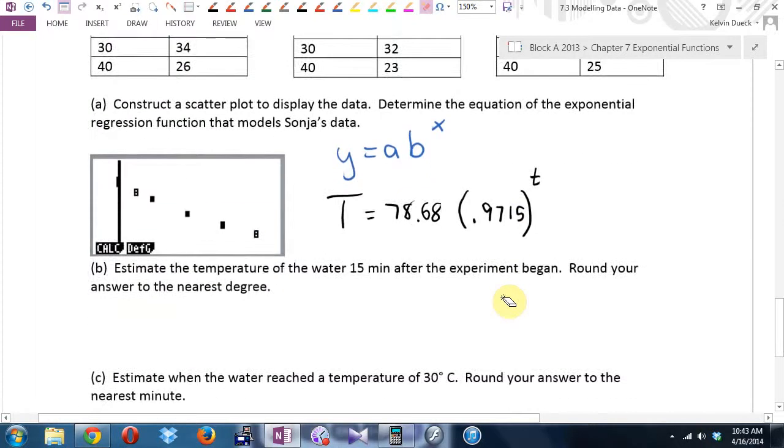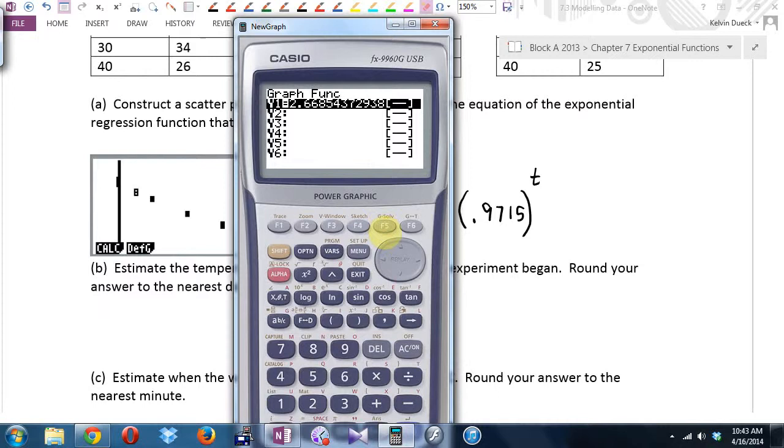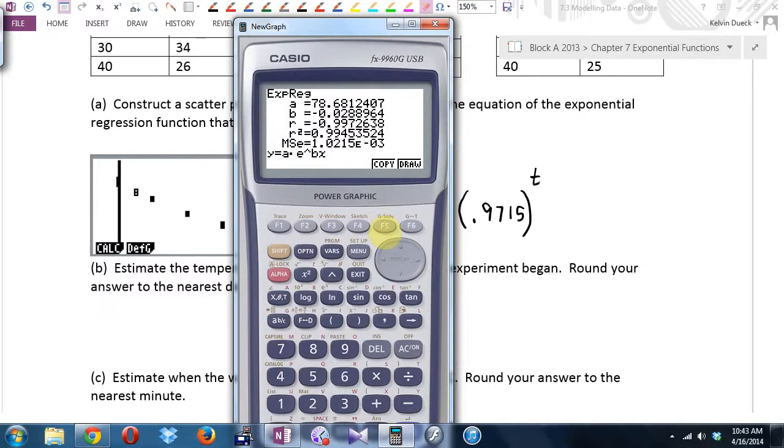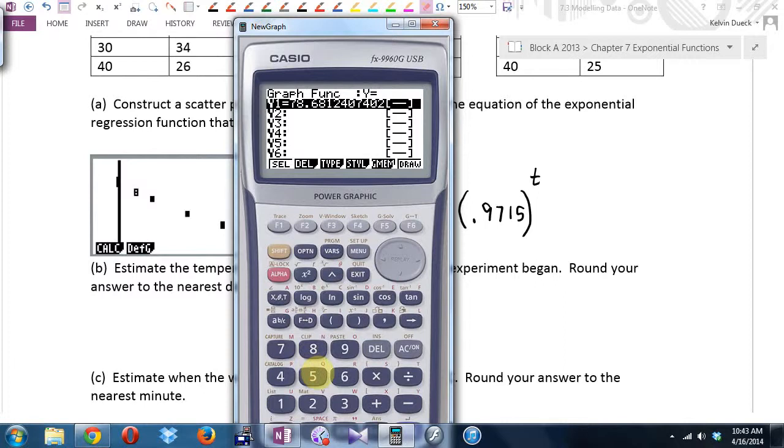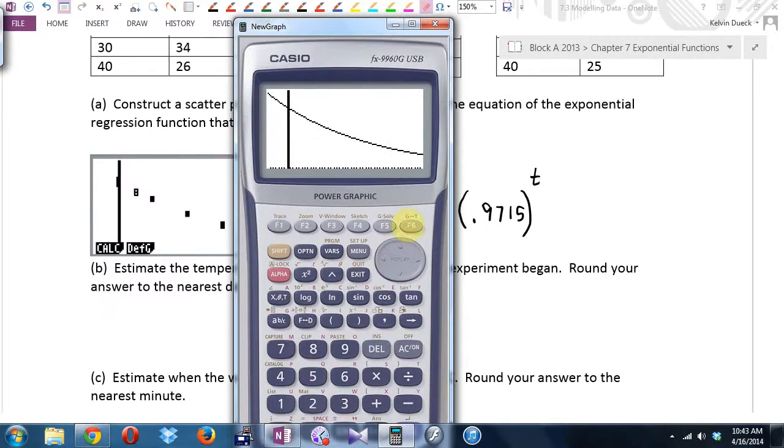So, B says, estimate the temperature of the water 15 minutes after the experiment began. Let's copy our equation into our graph menu. Let's go menu, graph, select it, draw it. Hey, that does look like an exponential decay function. They want the temperature 15 minutes after the experiment began. I don't know if 15 fits on my graph or not, but I'm going to try.